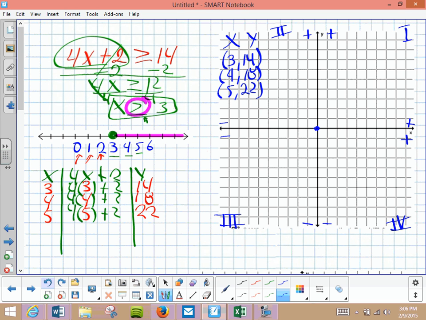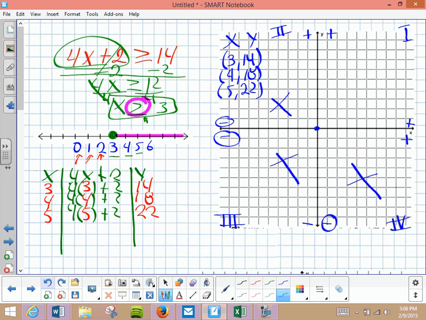Now I want you to look at your values for your coordinate points. Do we have any negatives? No. That means we cannot use this quadrant because it has negatives. We cannot use this quadrant because it has negatives. And we cannot use this quadrant either because it has negatives. Which quadrant are we going to use? The first quadrant, right? We're going to use the first quadrant because they're all positive, right?